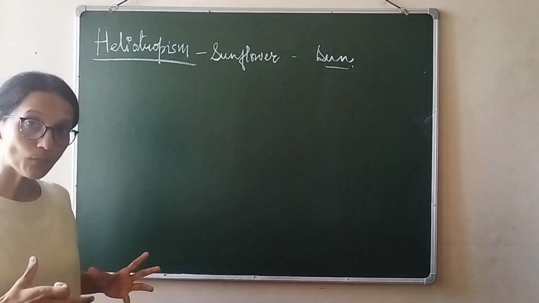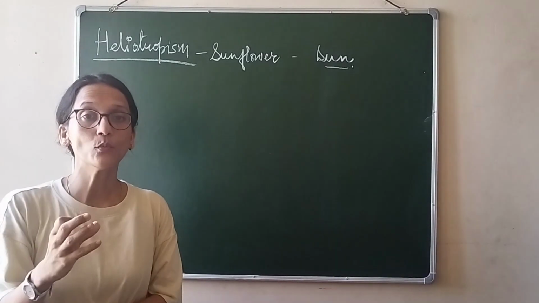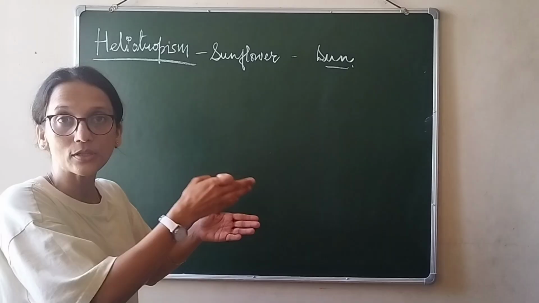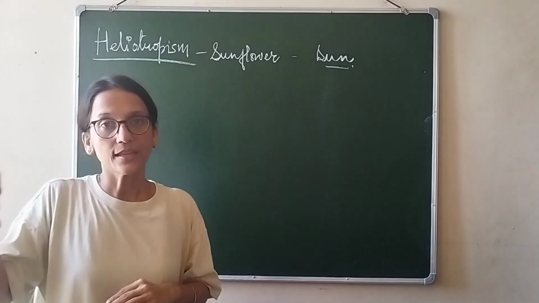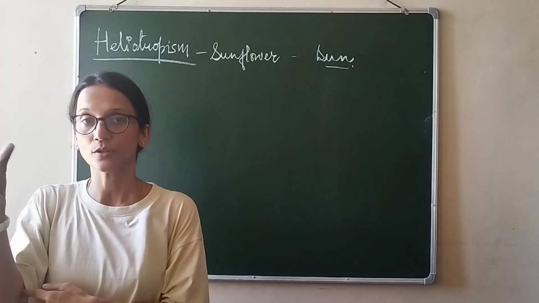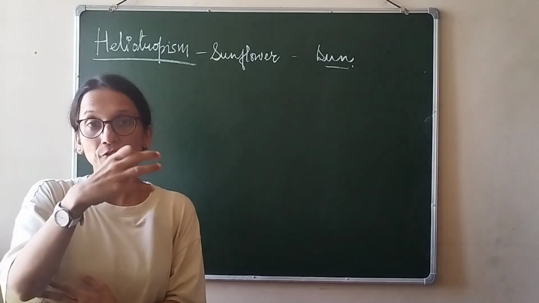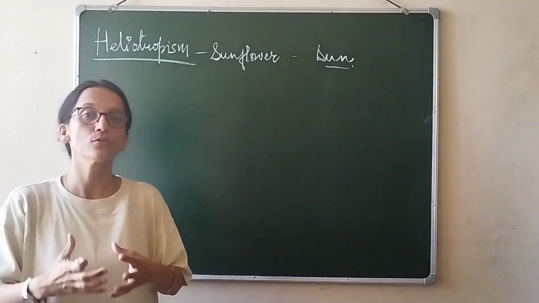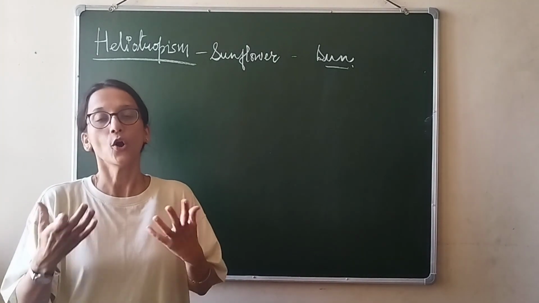So the sunflowers, the flowers initially in the morning, they face towards the east because the sun rises in the east. When the sun is about to set in the west, they also move in that direction, as in the flower then faces from east to west. Why do they do this? They do this to maximize the exposure of sunlight.